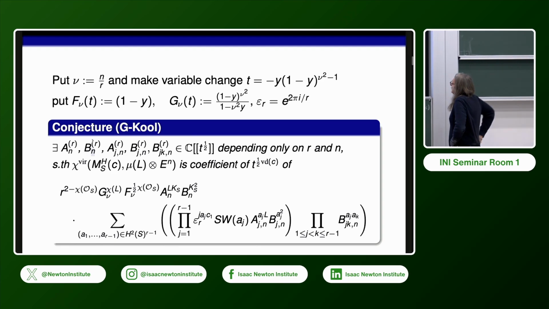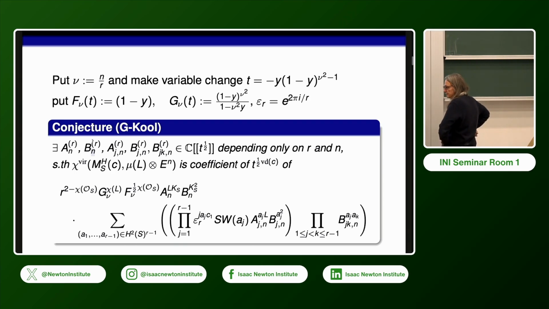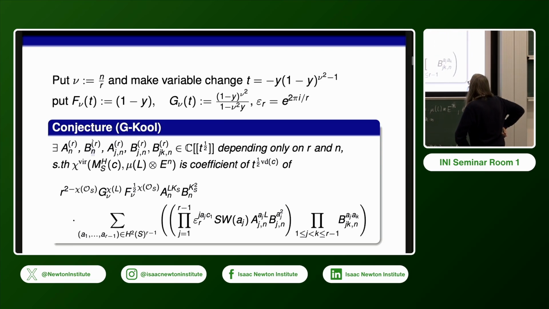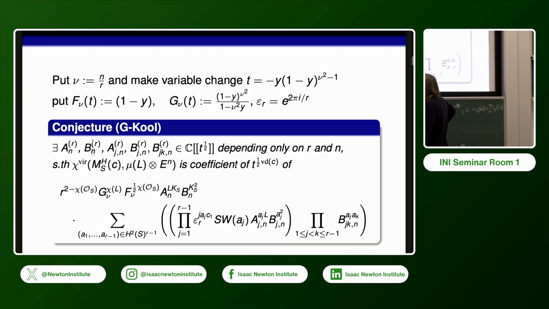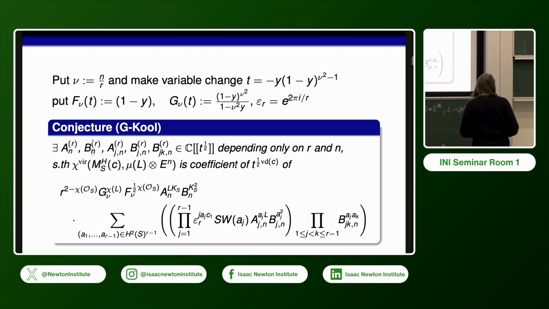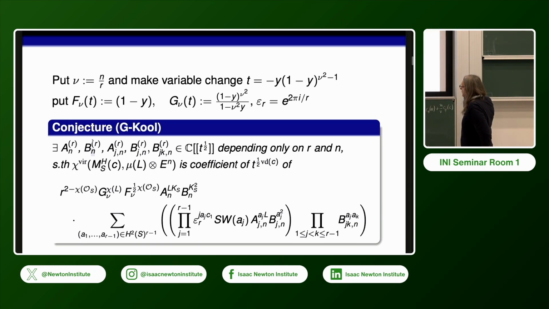So we have this n and this r. The n is the rank of this V, of which we take the determinant line bundle, and r is the rank of the element in the moduli space. And now we have a very similar formula to the Hilbert scheme case. So we have these universal power series.